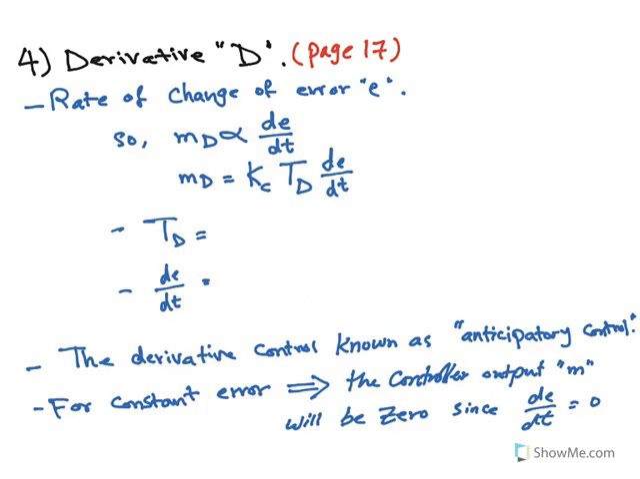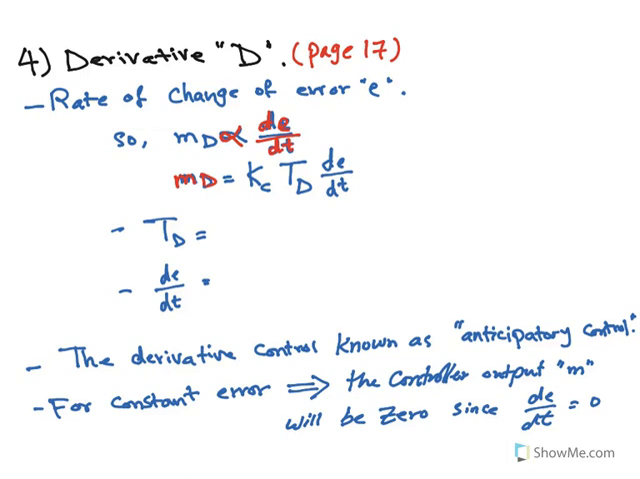For the derivative controller mode, first of all, the derivative cannot be used alone. It should be used with the proportional integral mode, or with the proportional and derivative. The controller output of the derivative is proportional to the derivative of the error with respect to time.